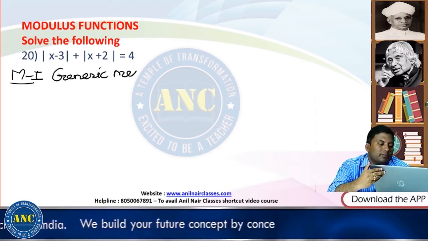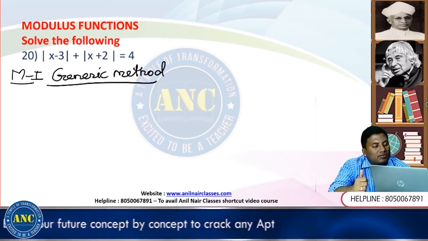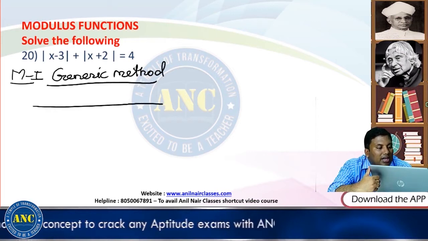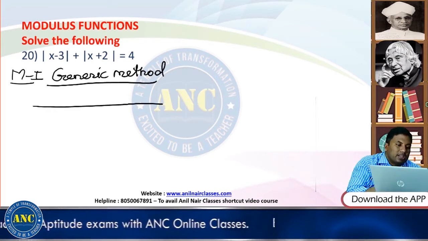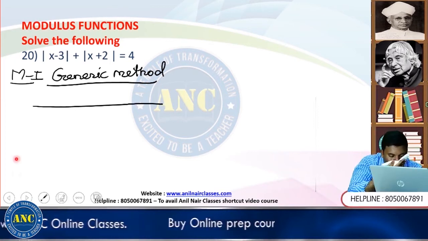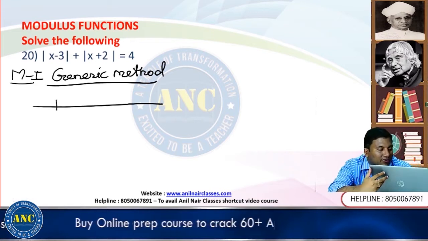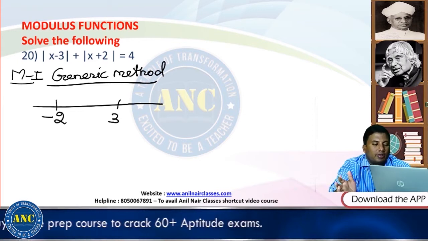Generic method. This is how most of the students will solve it. What are the critical points of x? Critical points of x are, if x minus 3 is 0, x will become 3. If x plus 2 is 0, x will become minus 2. Minus 2 is always to the left of 3. So it is minus 2, 3.